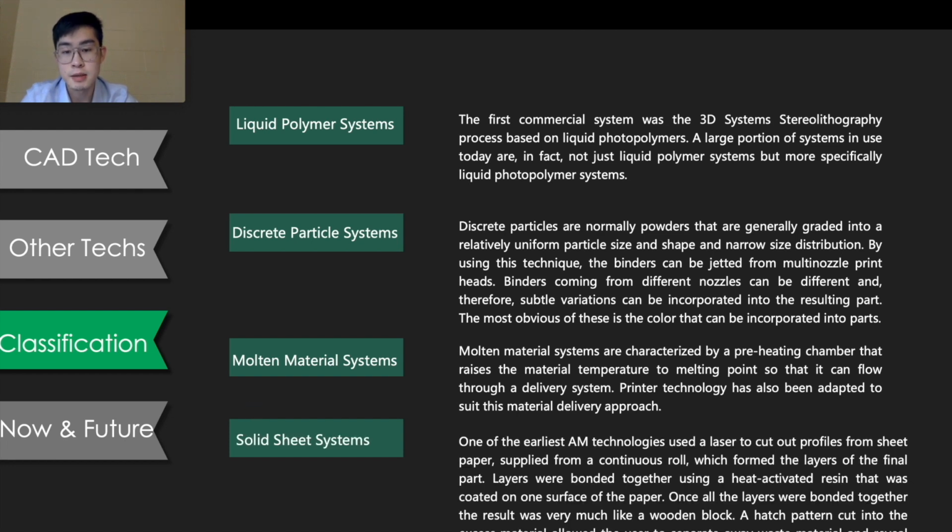Solid sheet systems. One of the earliest AM technologies used a laser to cut out profiles from sheet paper, supplied from a continuous roll, which formed the layers of the final part. Layers were bonded together using a heat-activated resin that was coated on one surface of the paper. Once all the layers were bonded together, the result was very much like a wooden block. A hatch pattern cut into the excess material allowed the user to separate away waste material and reveal the part.